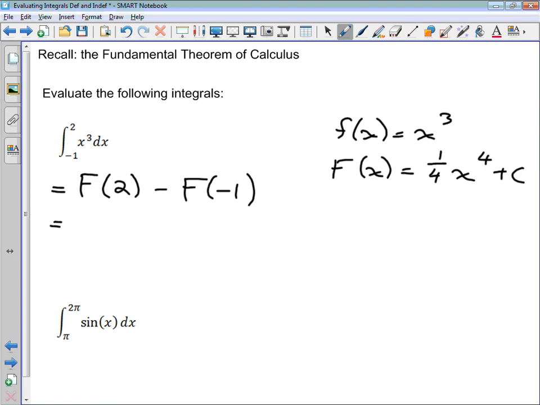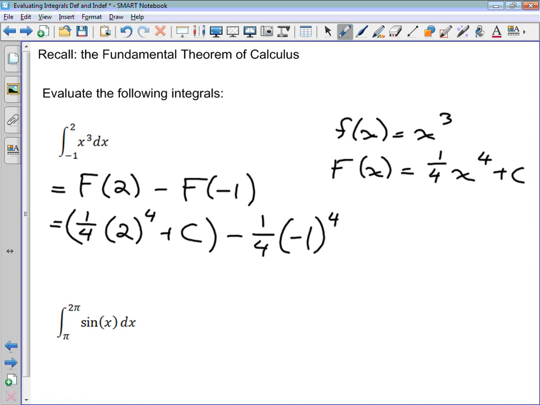Okay, so if we do our general antiderivative here, 1/4 x to the 4th plus c, let's evaluate it at 2 here. 1/4 2 to the power of 4 plus c, minus 1/4 -1 to the power of 4 plus c. So these are our two antiderivatives here. Oh, and I should use maybe round brackets for both of them. Maybe I can try to square these brackets off here just to make it a little neater.